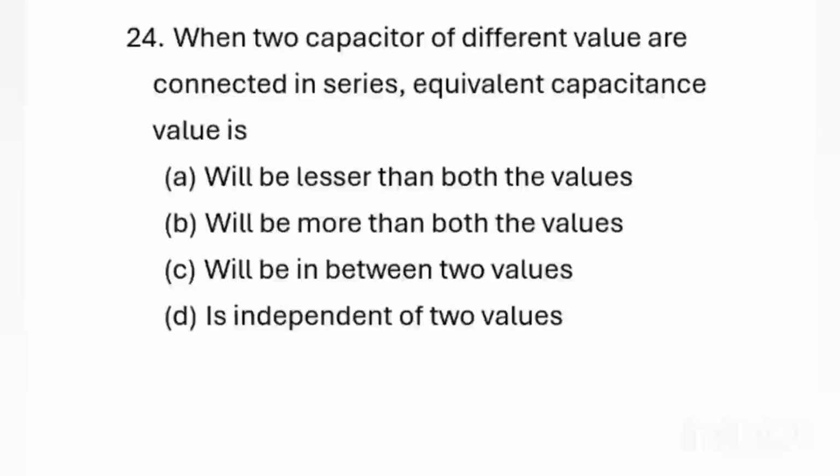Question number 24. When two capacitors of different value are connected in series, equivalent capacitance value is option A, will be lesser than both the values. Option B, will be more than both the values. Option C, will be in between two values. Option D, is independent of two values. Here the correct answer is option A, will be lesser than both the values.